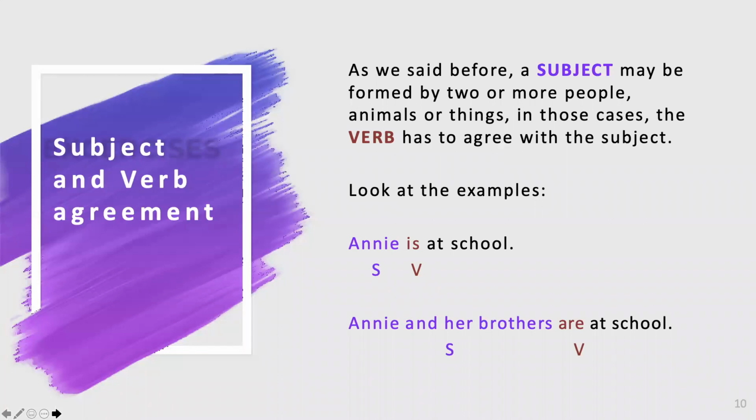Look at the examples. Annie, which is singular, third person, is at school. You can never say "Annie are" because it is singular. Now check the other example. Annie and her brothers are at school. And in this case, "is" is impossible because this is plural. Annie and her brothers. So there should be an agreement between the subject and the verb.